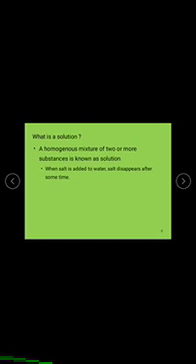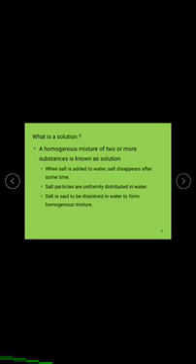Okay, when salt is added to the water, salt disappears after some time. Salt particles are uniformly distributed in the water. Salt is said to be dissolved in water to form a homogeneous mixture.